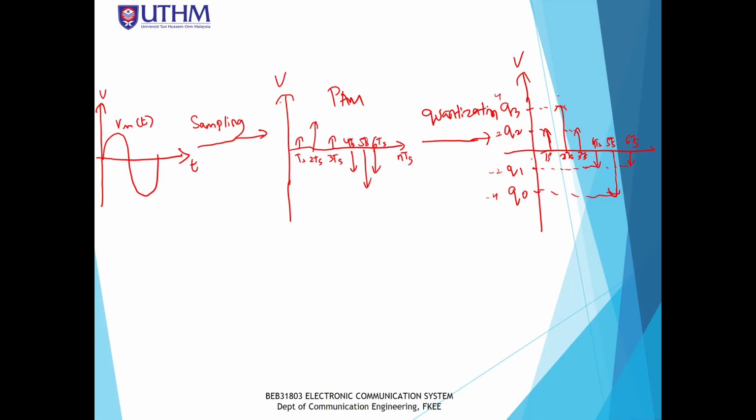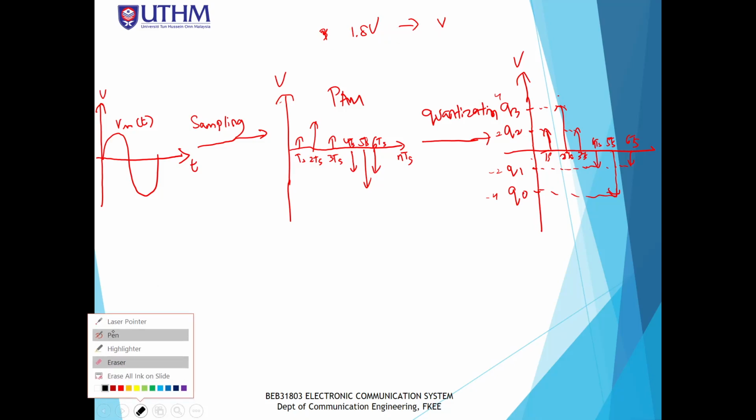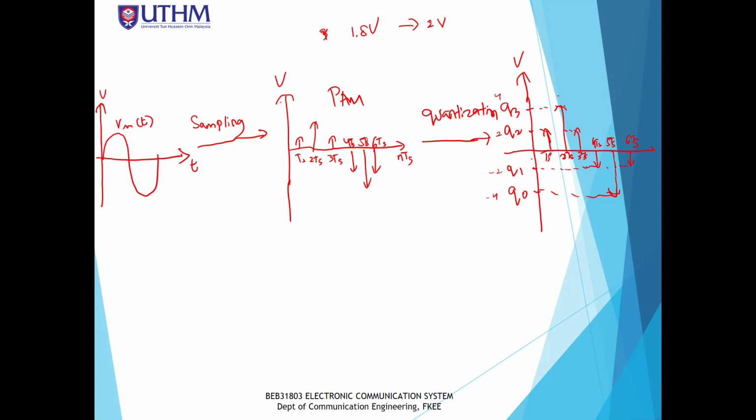Okay, for example, my sample is, let's say, 1.8 volt. I rounded up to 2 volt, the nearest quantized level. Or for example, my sample is 2.1 volt. I rounded up to 2 volt.